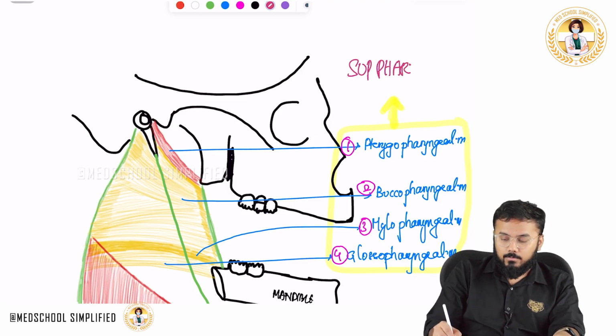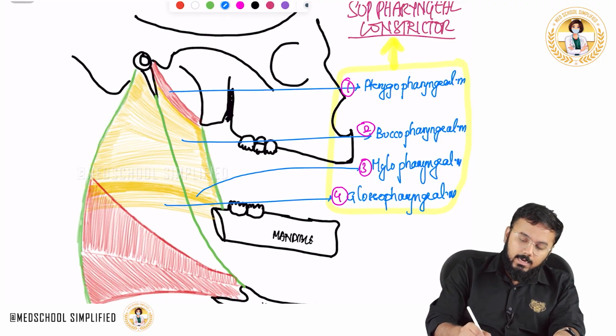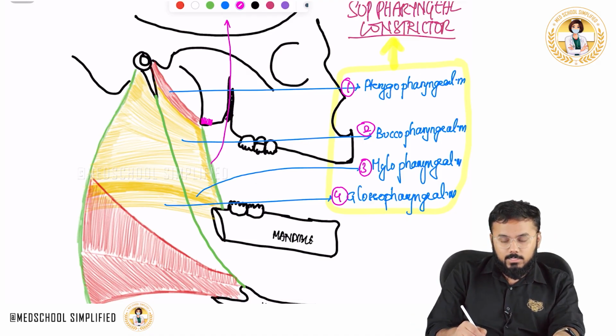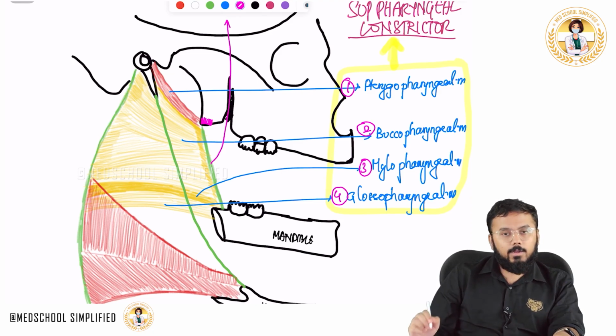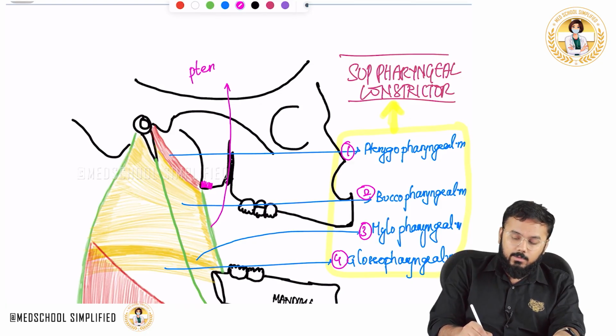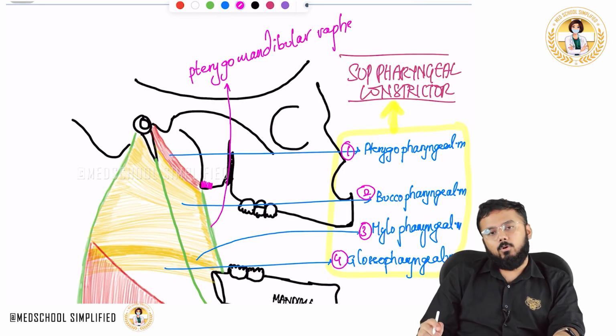All these are the parts of the superior pharyngeal constrictor. Now, when you go down, you see this green color line. This green color line is attached on one side to the pterygoid process and pterygoid bone, and all the way down to the mandible. This is called the pterygomandibular raphe.